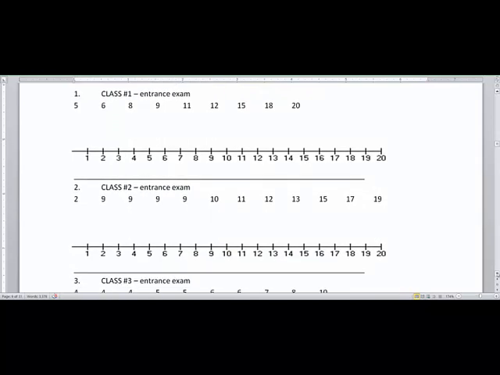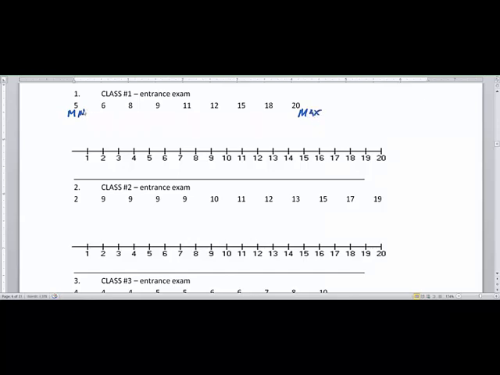I've got 3 classes on your worksheet here, and this is an entrance exam for students going into 9th grade from 8th grade. Now this is a 20-question test over 8th grade math, and this is how many points the students got correct. So first of all I'm going to identify the min and max, which is easy since the numbers are in order. So this is my minimum. Here's my maximum.